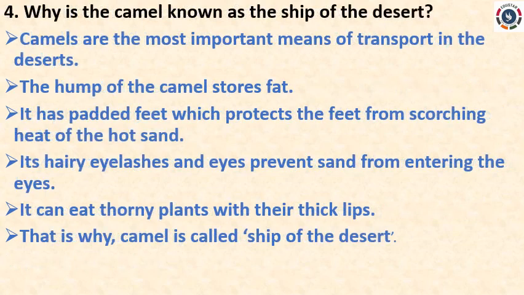Fourth one. Why is the camel known as the ship of the desert? Camels are the most important means of transport in the deserts. The hump of the camel stores water. It has padded feet which protect the feet from the scorching heat of the hot sand. Its hairy eyelashes and eyes prevent sand from entering the eyes. It can eat thorny plants with its thick lips. That is why the camel is called the ship of the desert.